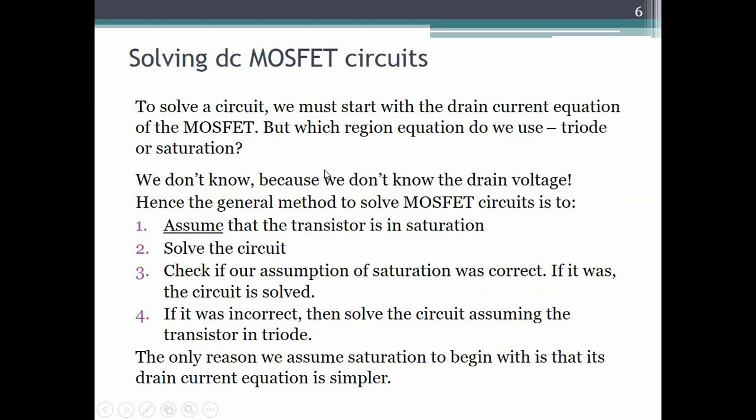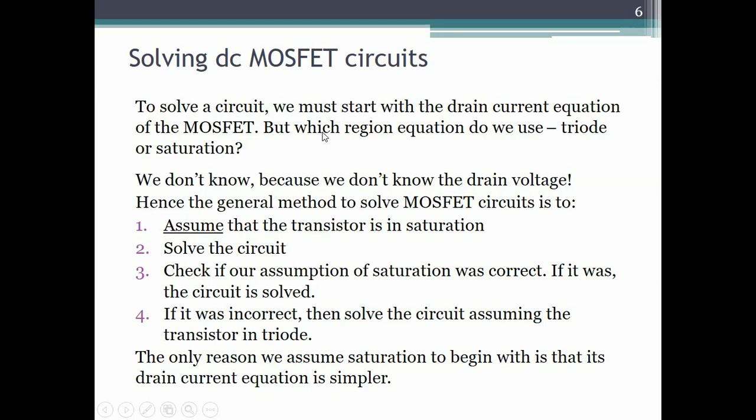So here is of course the first question we ask when we have MOSFET circuits: I want to solve the circuit, so I have to use a MOSFET drain current equation to solve. But which drain current equation to use? Because there are at least two, if I assume the transistor to be on, triode or saturation. Which current to use? Well, the answer would be I would use the equation corresponding to whichever region the transistor is operating in.